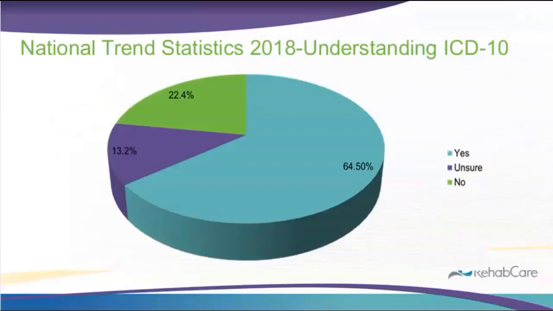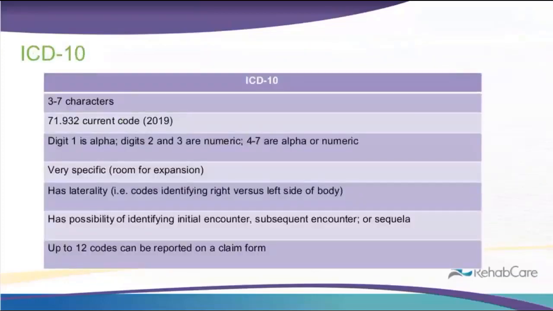So I've got a graph in here just to show you. In 2018, they did a national trend statistics on whether people understand ICD-10. It was implemented in 2015, so this is 3 years after it was implemented. 64.5% of people said yes, they understand it. 13.2% said they're not sure that they understand it. And then 22.4% just said, no, I don't understand it. And I think in rehabilitation, we have a lot of therapists that are in that 22.4%. So we're trying to do as much education as possible to educate our clinicians, too, on the importance of it.